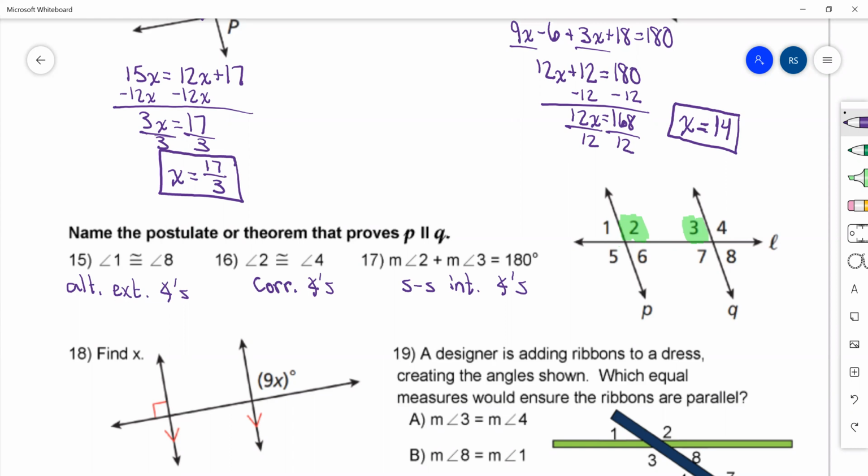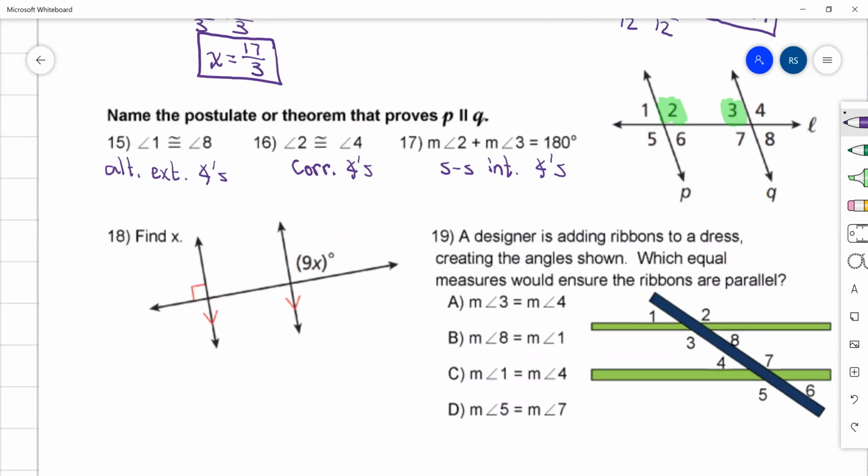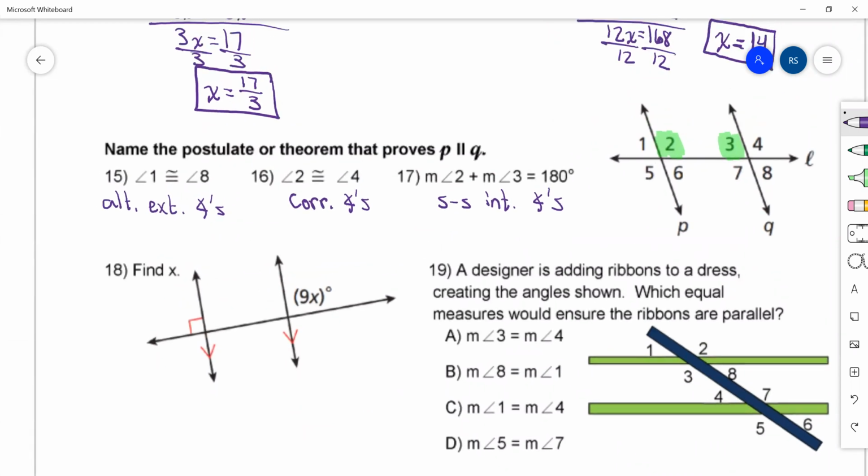Okay, number 18. We're almost done. Got 2 more. So they ask us to find x. Well, we're told that these are parallel and that the transversal is perpendicular to one, so it has to be perpendicular to the other, which means this is equal to 90. So 9x equals 90 is our equation to solve. Divide by 9, and we get x equals 10.